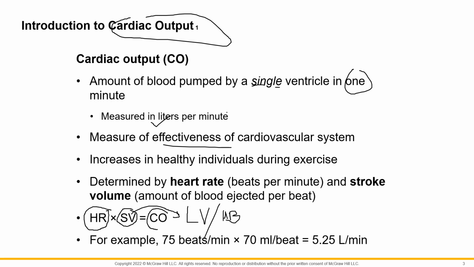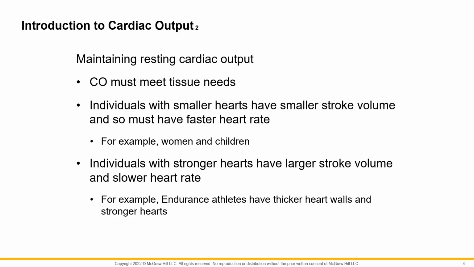Now, exercise is a way to increase your cardiac output. Now, an example is if someone's heart rate is 75 beats per minute and their left ventricle is ejecting about 70 milliliters per heartbeat, 75 beats per minute times 70 milliliters per beat equals 5.25 liters a minute. So when you multiply these, you might get a value that's in milliliters, but we want to report it as liters per minute, which is what 5.25 liters per minute is.